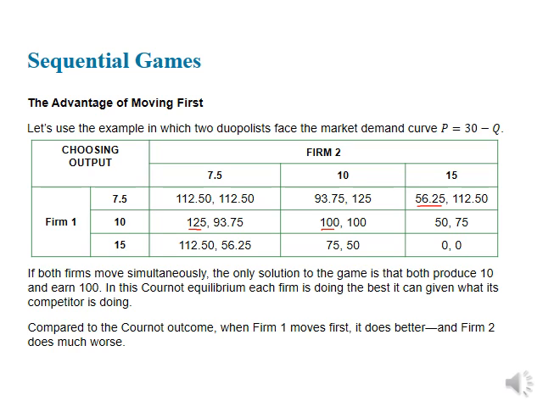Let's flip it up real quick. If firm 1 is producing 7.5, firm 2's best response is to produce 10. If firm 1 is producing 10, firm 2's best response is to produce 10. And if firm 1 is producing 15, firm 2's best response is to produce 7.5. So we see here a mutual best response in the simultaneous version where both firms are producing 10. This is the Cournot duopoly model.